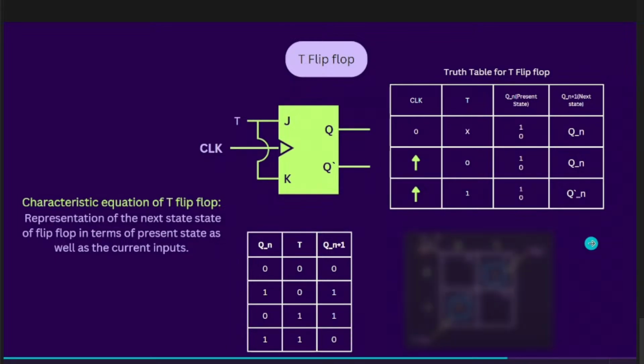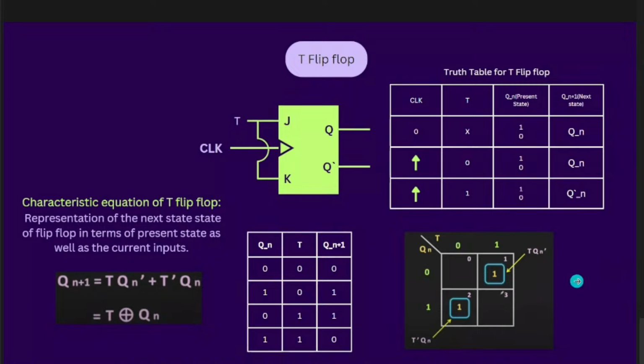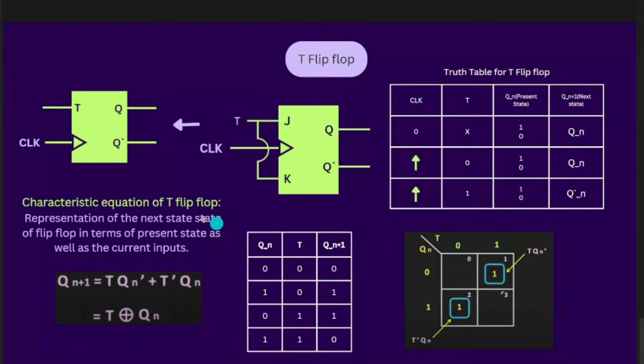We can use K-maps to get the equation. I think I don't need to explain the K-maps. So we get this equation over here. Basically it converts into an XOR gate, that is Qn plus 1 is equal to T XOR Qn, and T is equal to Qn plus 1 XOR Qn. That's a property. We are done with the theory part. You can see the diagram of the T flip-flop, and we'll be using this.